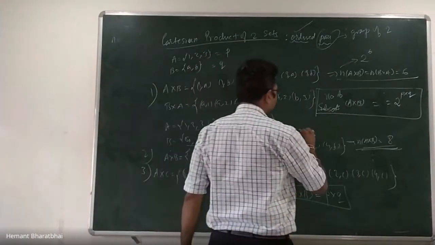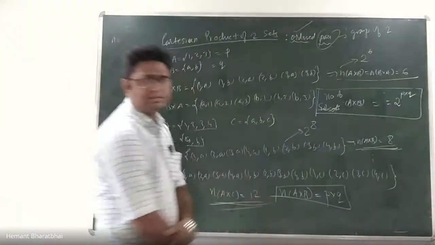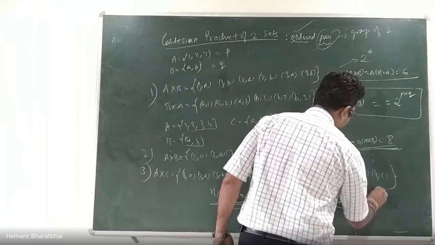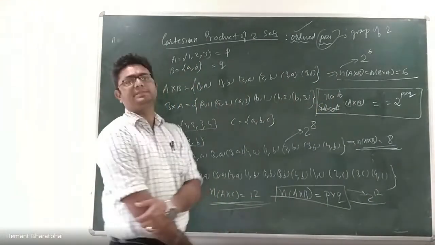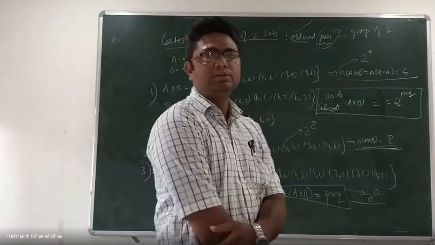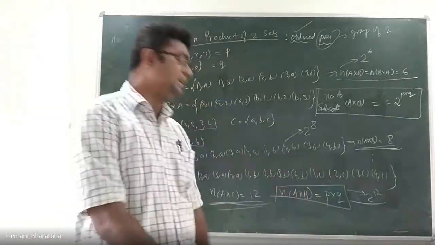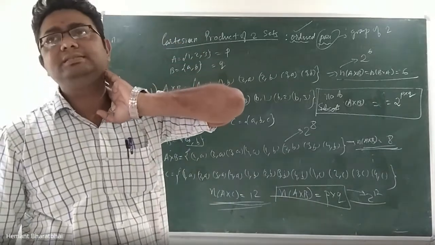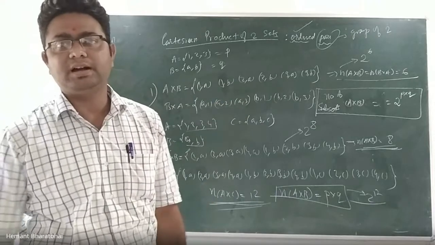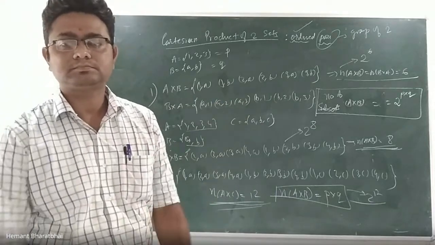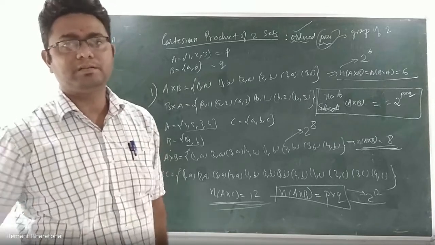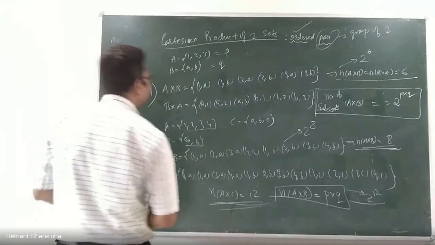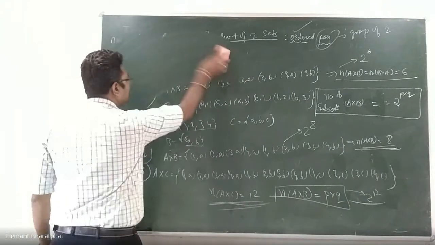In the second case, the total number of subsets for the Cartesian product will be 2 raised to 8. And in the third case, the total number of subsets for the Cartesian product will be nothing but 2 raised to 12. Is that clear? Is the concept of Cartesian product clear to you guys? I guess it seems to be clear.